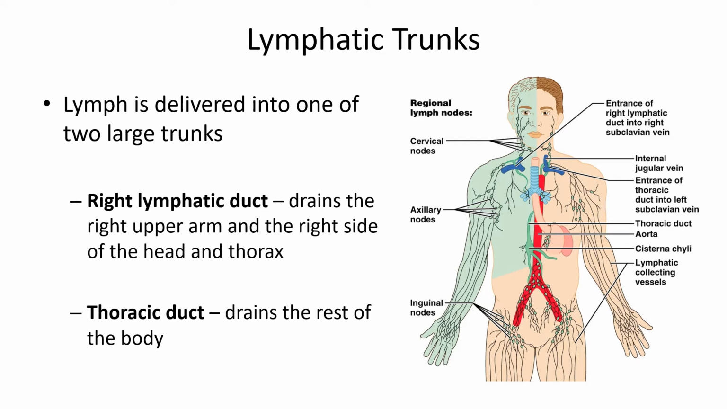We have a right lymphatic duct that drains the right upper arm and the right side of the head and thorax. Then we have the thoracic duct that drains the rest of the body. It's very asymmetric, perhaps the most asymmetric system of the body.